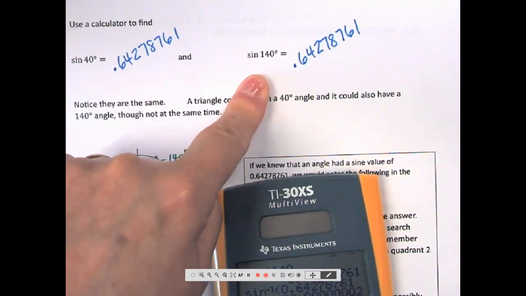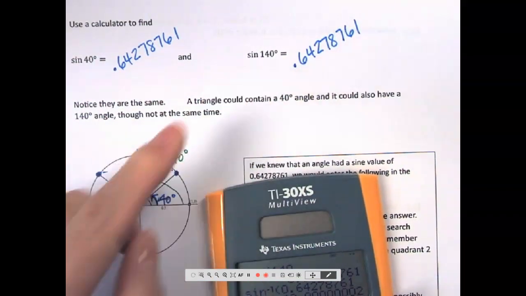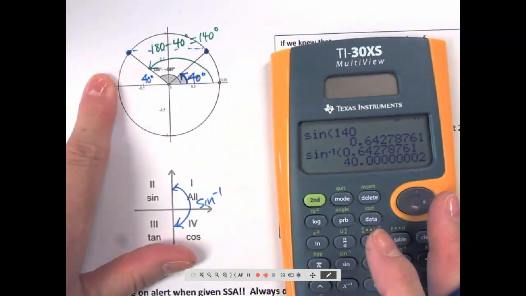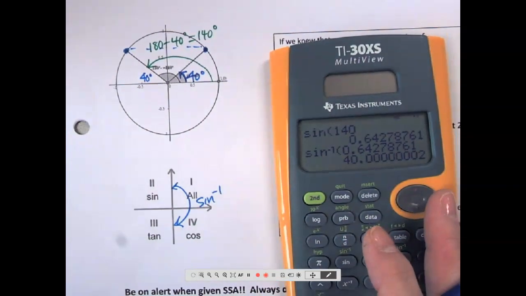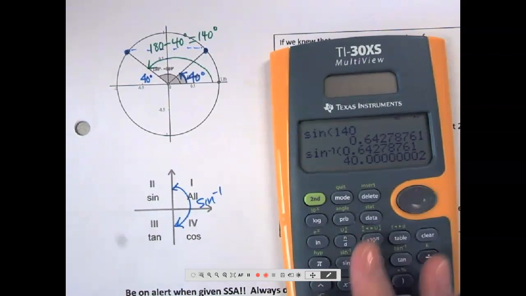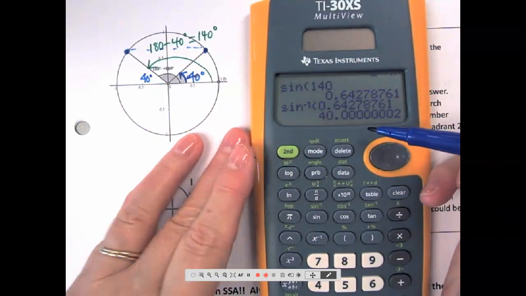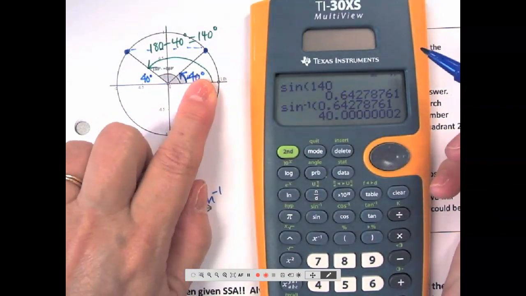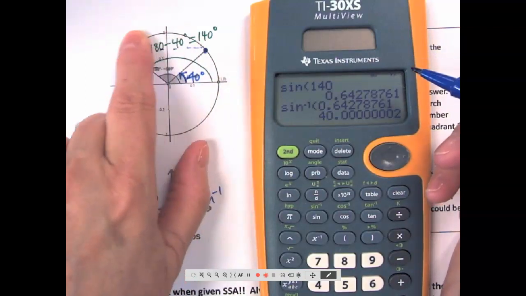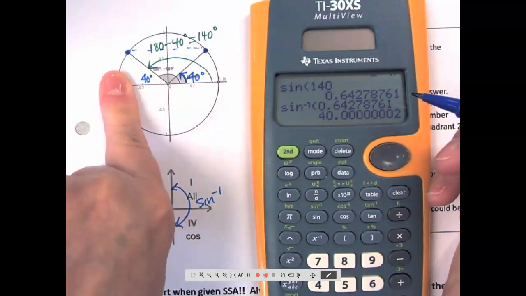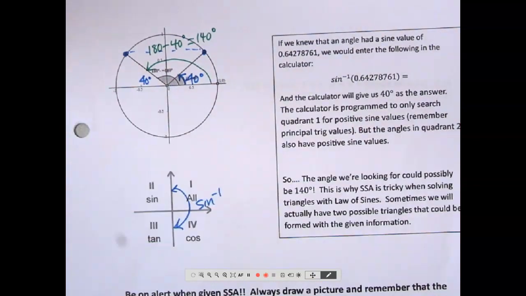Yeah, if the other two angles were small, so maybe I don't need 40 degrees. Maybe I need 140 degrees. That's where the ambiguous case and the two possible triangles will come into play, because I'm going to ask the calculator, hey, what angle has this sine? And it's always going to give me something in this quadrant. But I have to check and see if maybe something in the second quadrant would work also. Okay? So that's where the ambiguous stuff comes from.